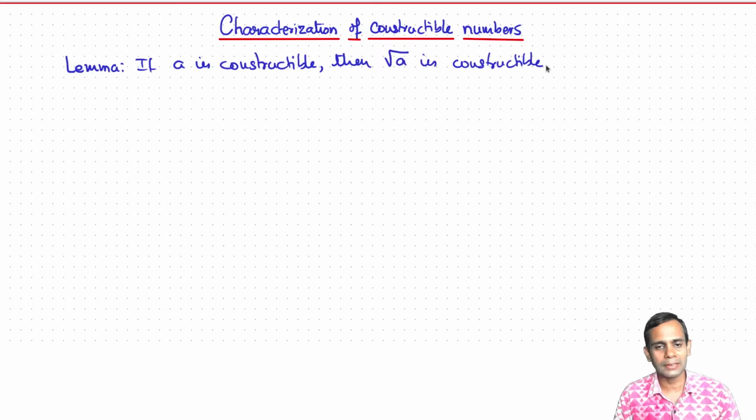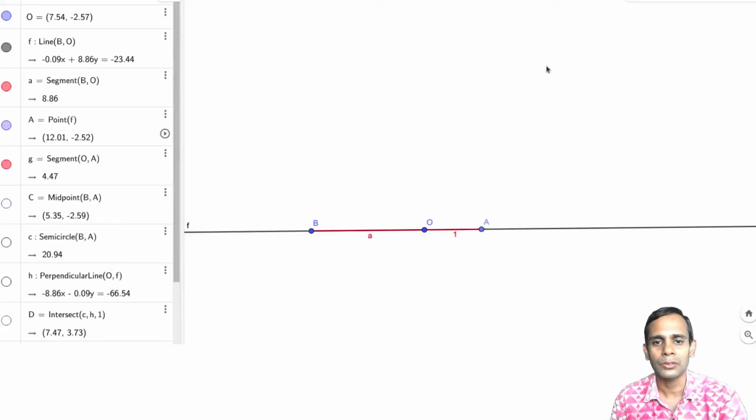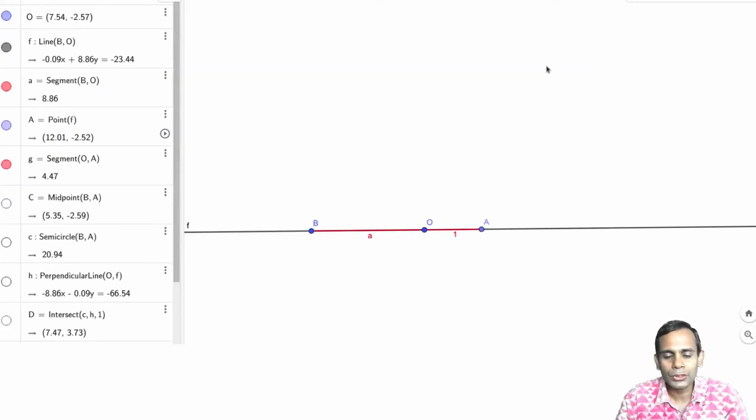And how does this construction work? Well, let's use GeoGebra. To start with, I have this segment OA of length 1, and I mark off to the left of O another segment of length A. And now I'm going to construct a segment of length square root A. So firstly, I find the midpoint of A and B. Let's call it C. This we can do using straight edge and compass. I already did this when we were trying to construct square root of 2.